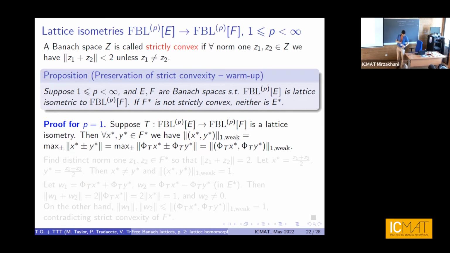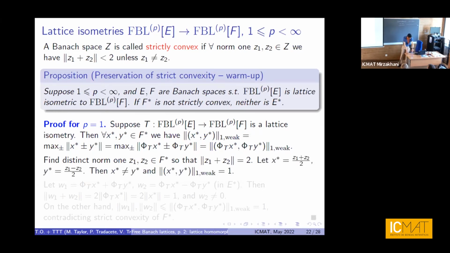The 1-weak norms are preserved, and therefore the maximum of the norms of X star plus or minus Y star will be the same as the maximum of the same thing with phi t. And now I want to work with special X star and Y star. So I'm assuming that F star is not strictly convex. So I want to pick Z1 and Z2 in F star on the unit sphere of F star, so that the sum has norm 2.